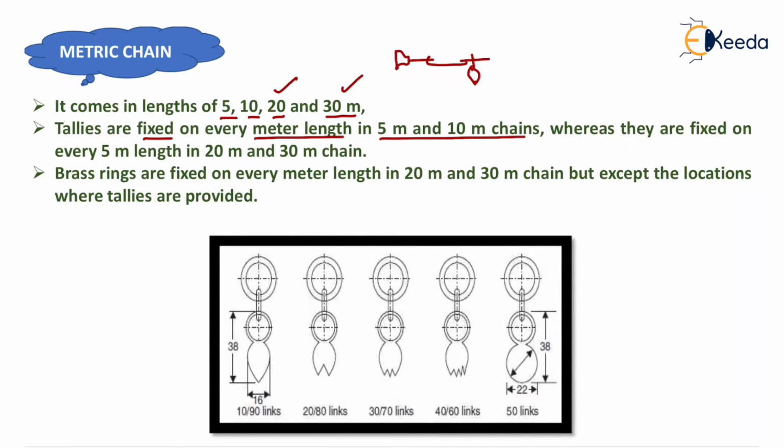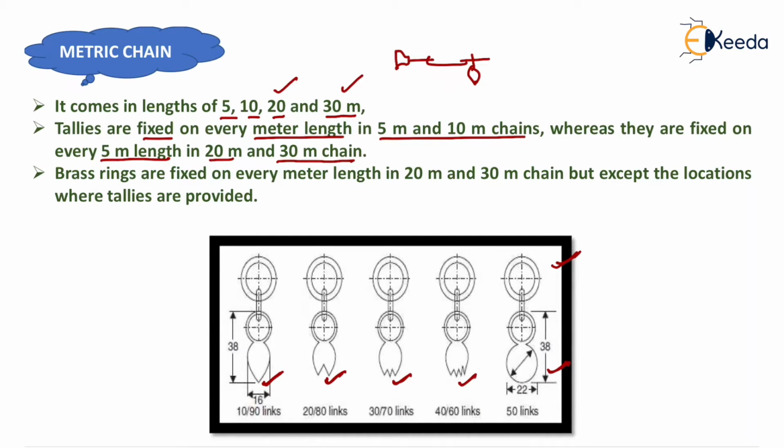And they are fixed on every 5 meter length in 20 meter and 30 meter chain. It means that in a metric chain of 20 meter or 30 meter length, tallies are fixed on every 5 meter length. Now tallies are shown in this diagram, that is known as single legged tally, double legged tally, three legged tally, four legged tally and central tally.